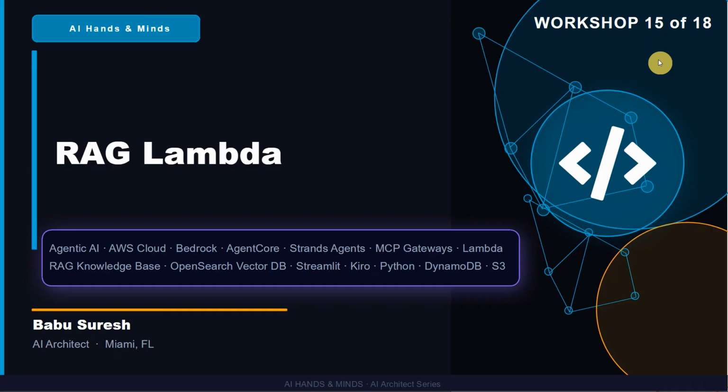If you're coming for the first time, this is a continuation of 14 different workshops where we build a complete AI-powered auto insurance agent app from scratch using AWS Cloud, Bedrock, AgentCore, Strands, Gateway, MCP, and RAG. Each workshop builds directly on top of the previous one, so I highly recommend watching the previous workshop first.